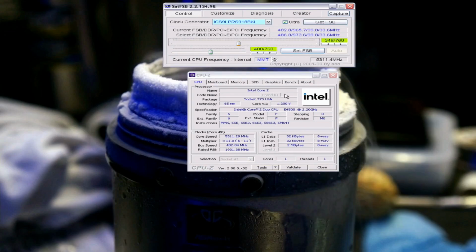I don't even know what step. So it's 5424 FSB, 493.15. Will be very tough. Yeah. Let's see what happens.